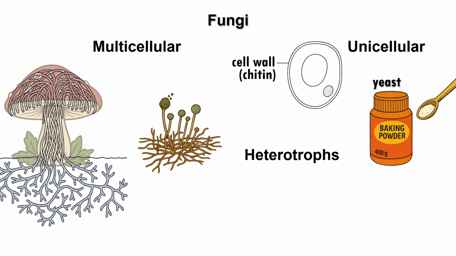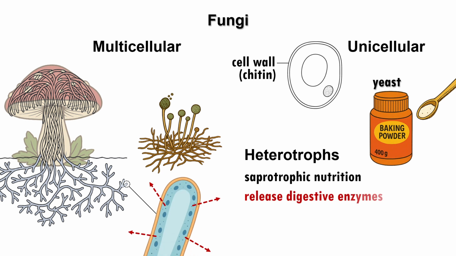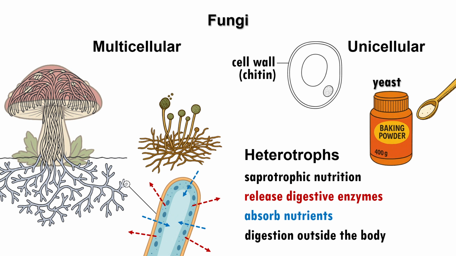But most fungi use a special method called saprotrophic nutrition. Fungi release digestive enzymes onto the food around them. These enzymes break the food down outside of the fungus's body. Then, the fungus absorbs the broken down nutrients. So basically, fungi do digestion outside their body and then take in the useful parts. Finally, while most fungi are harmless or even helpful, some fungi can cause disease.